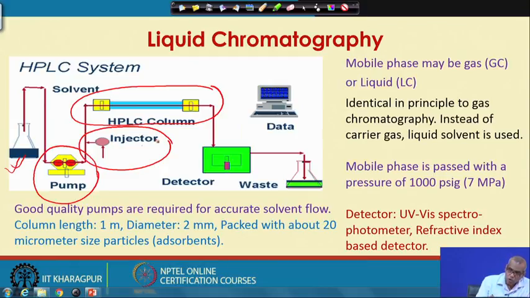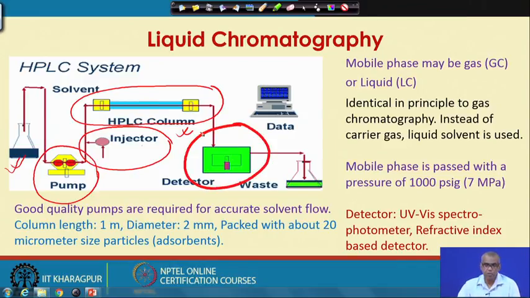Now, you also have in between a sample injection system. The sample injector is where you inject the liquid sample into the mobile phase, and the mobile phase carries this injected sample through the HPLC column. So, it is similar to gas chromatography. When the mobile phase comes out from the other end of the chromatographic column, it passes through the detector. The detector produces the chromatogram, which is again a plot of detector response versus time.